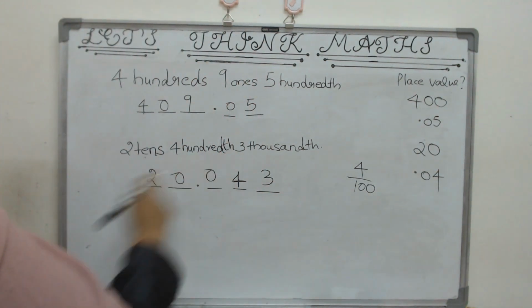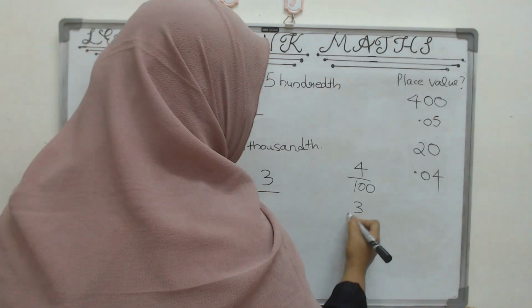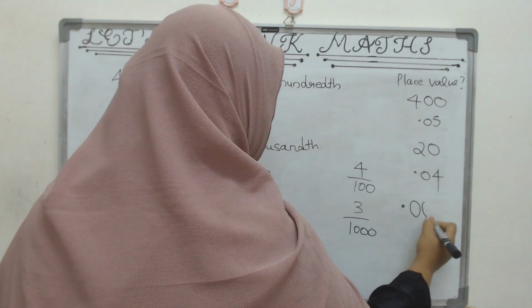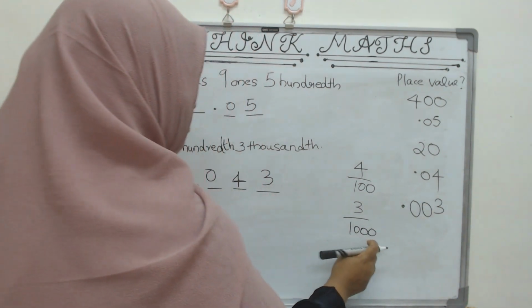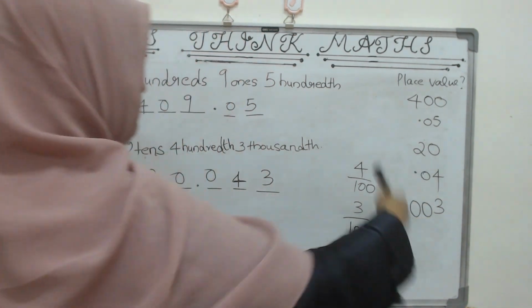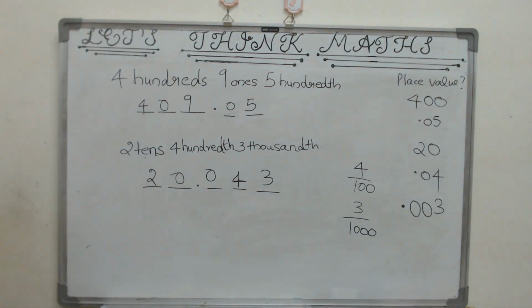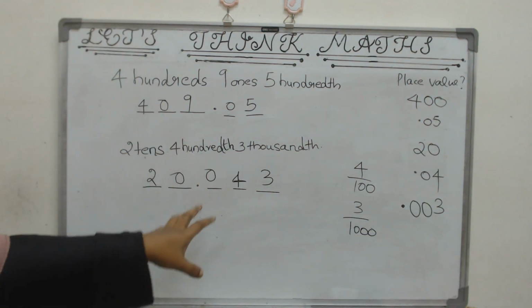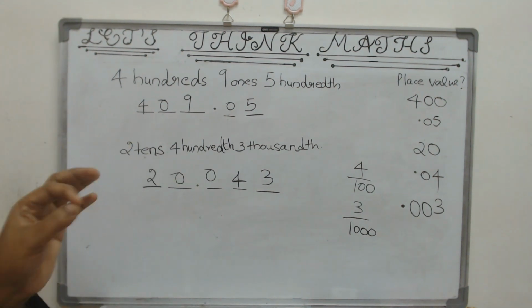What is the place value of 3? It is 3 thousandth, which means 0.003. 3 zeros here. So after the decimal point, we need 3 digits. So this is how we see the place value and the face value of the digits of a number.